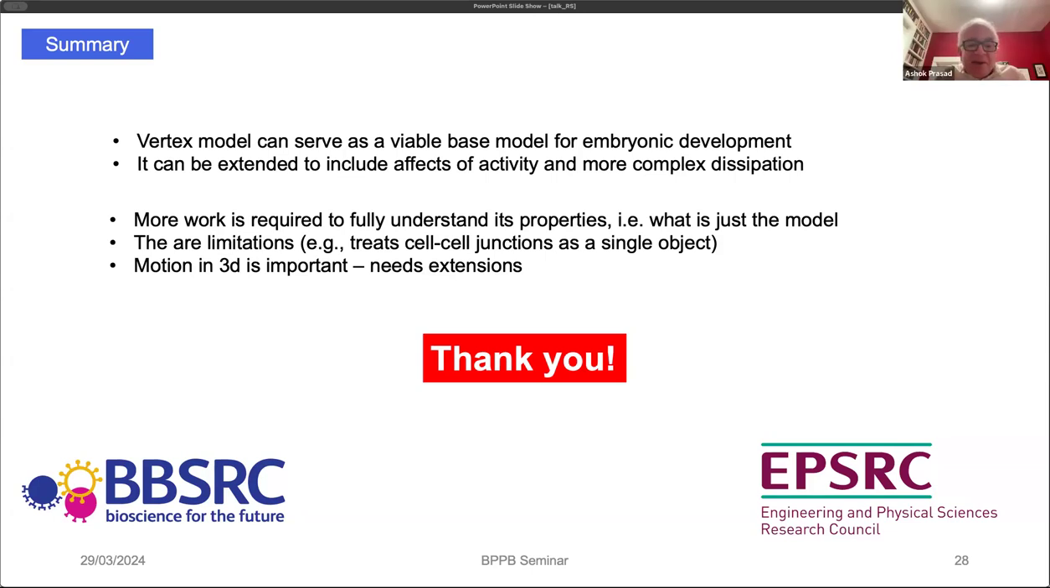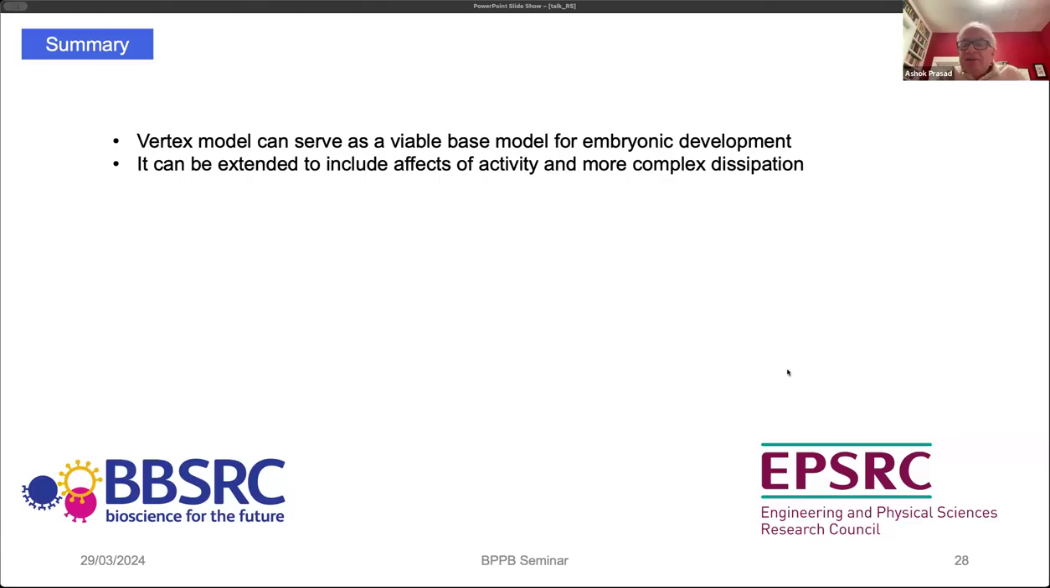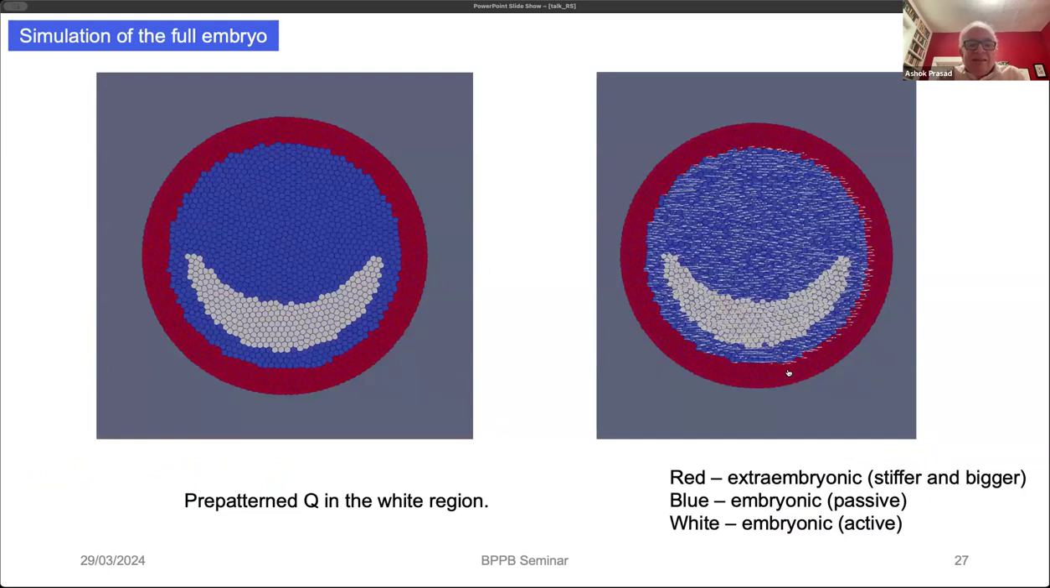Folks, any questions? I had one which I just put in the chat. When you reconstruct the primitive streak in your last slide, you begin from this pre-patterned structure, right? So I was wondering, is this pre-patterning something that we know is happening, and how robust is the primitive streak formation to different types of this pre-patterning?